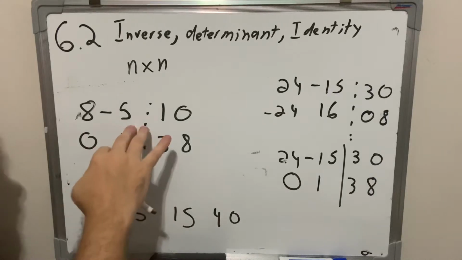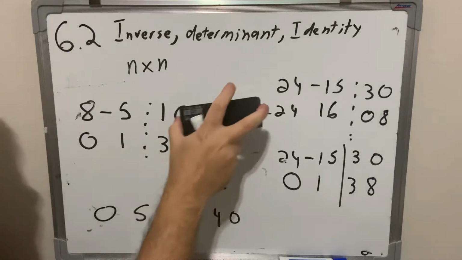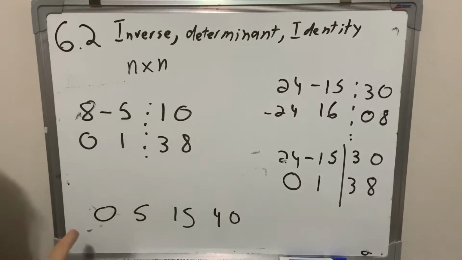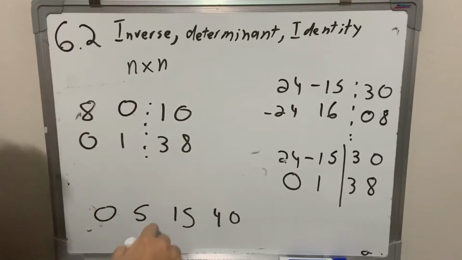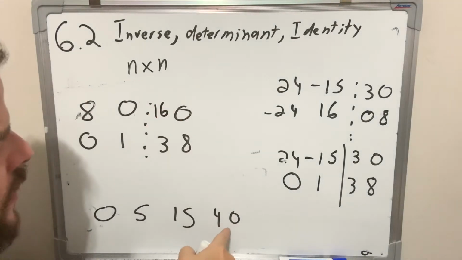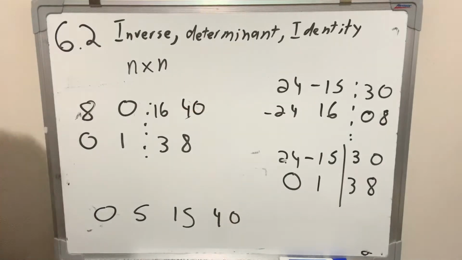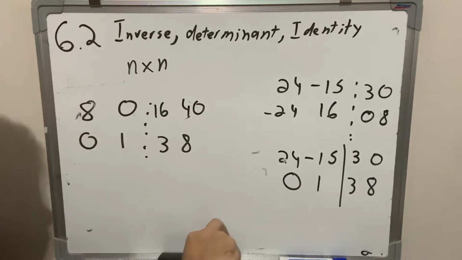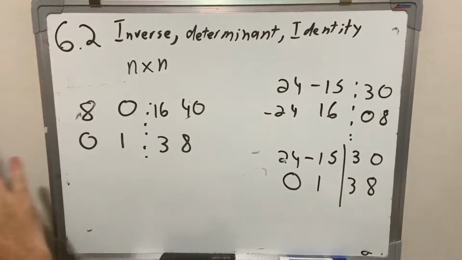And when I add it here, I'm going to end up with, again, this is very confusing. When I add them, 0 plus 8 is 8. 5 plus -5 is 0. 15 plus 1 is 16. 0 plus 40 is 40. Again, this is Jordan-Gauss elimination. We did that about 3 days ago. And what do I do now?